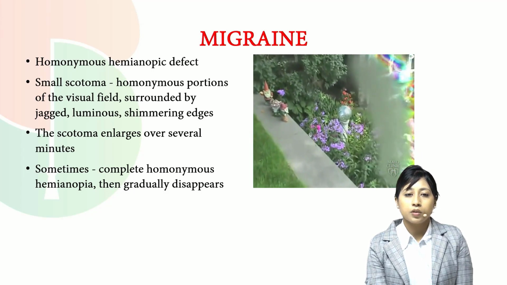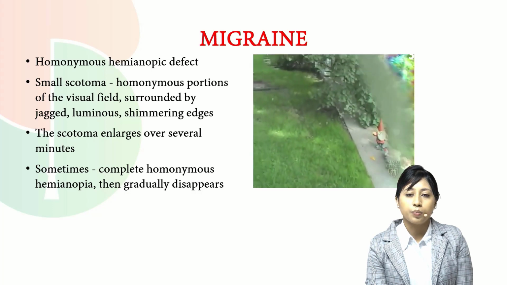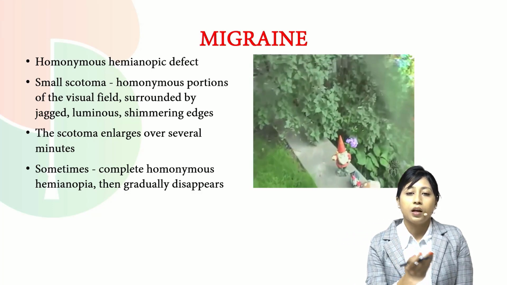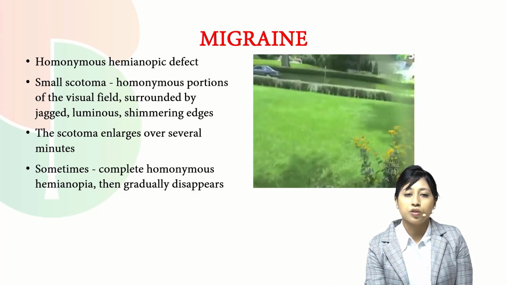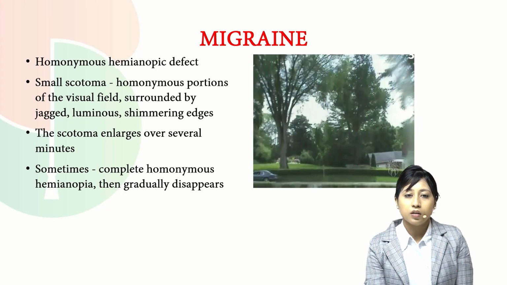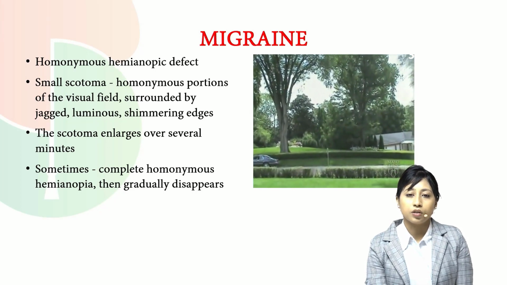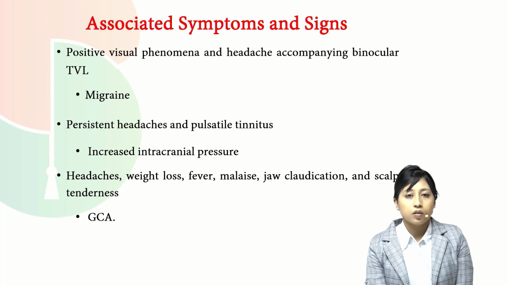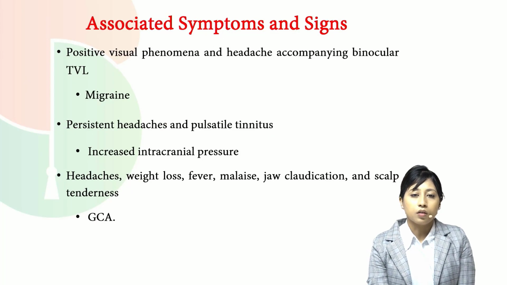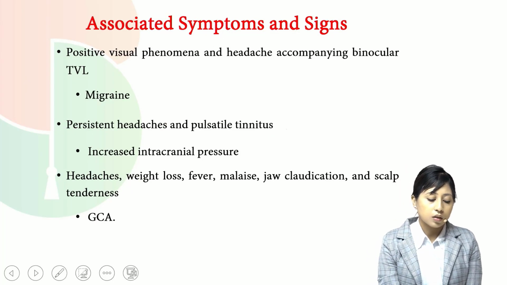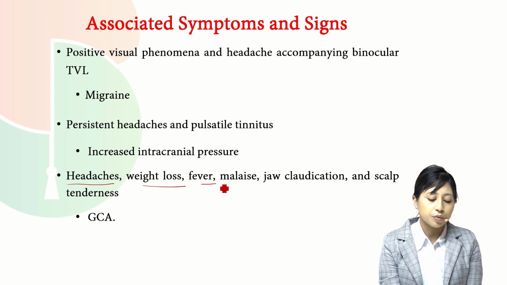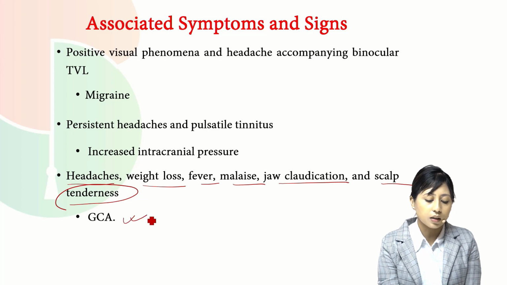So it can also be associated with homonymous hemianopia. What is hemianopia? Hemi means half, and it can be associated with visual field defects. Okay, so this is a scotoma that enlarges over several minutes. So we saw the cases. So headache, weight loss, fever, malaise, jaw claudication, and scalp tenderness are associated with giant cell arteritis.